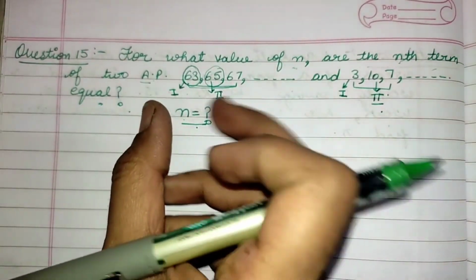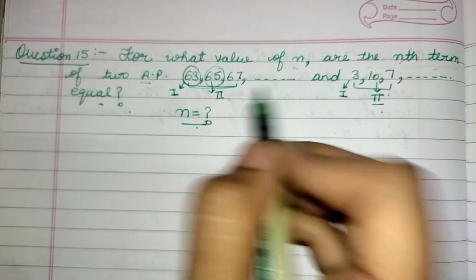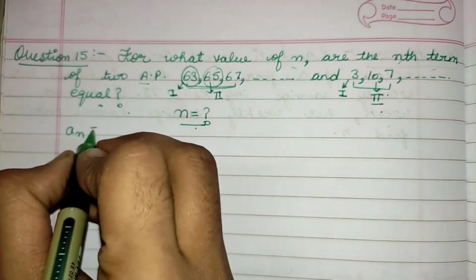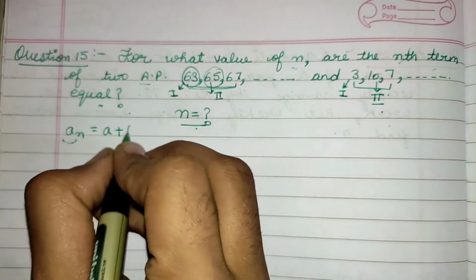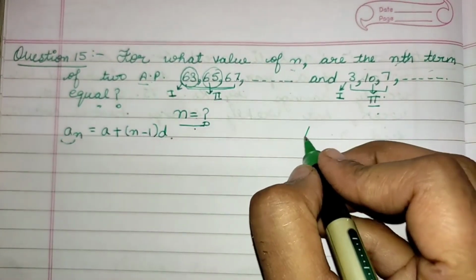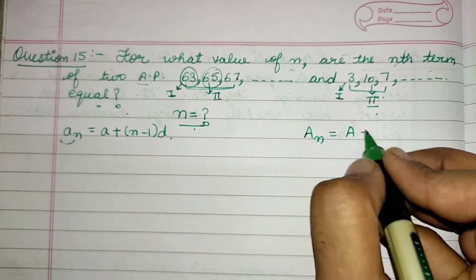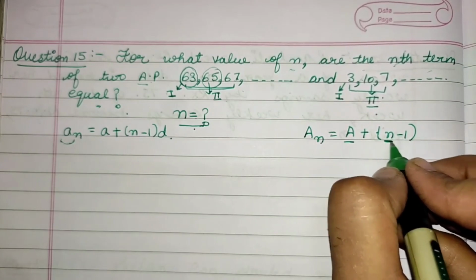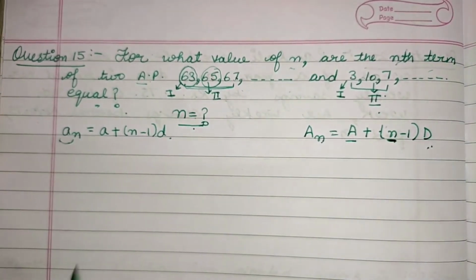So they are asking which term number it is for which the value of both the APs are equal to each other. So how can we find any nth term of an AP? By using the formula a plus (n minus 1) into d. And let us suppose for the second AP, my nth term is given by capital A and the first term is capital A. Small n stays small because the number of terms will be the same, and this is capital D, right?